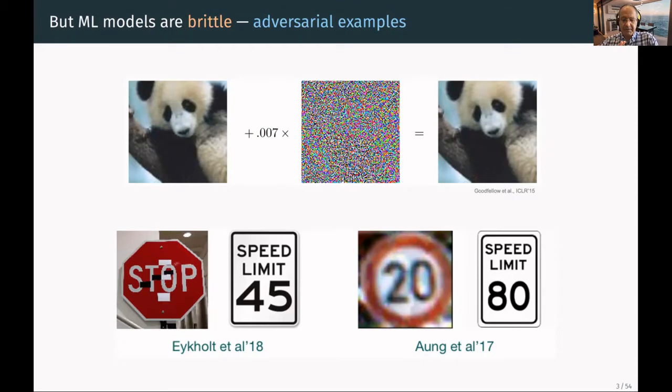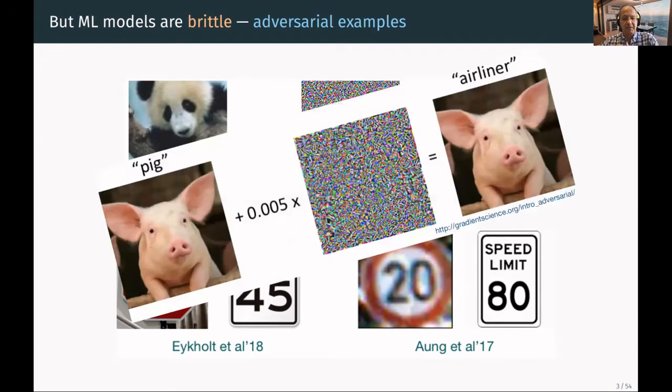And what people essentially these days agree is that, depending, of course, on the neural network that you are considering, you can do pretty much everything that you want. So here is the standard example of a pig. You put some noise on top of the pig, and you have an airplane. And again, there are lots more examples like this one.